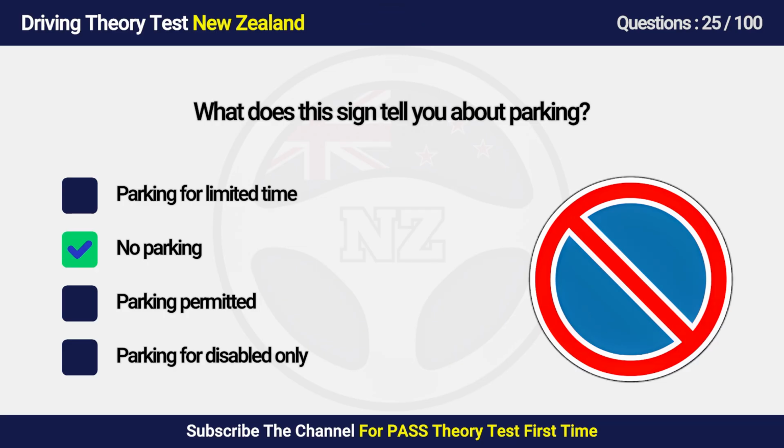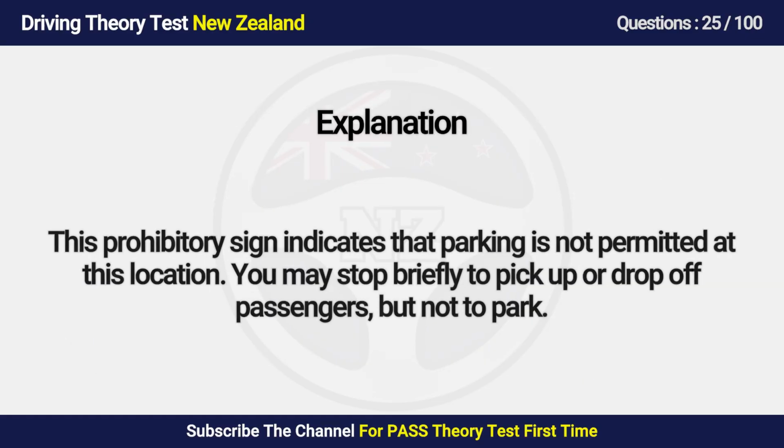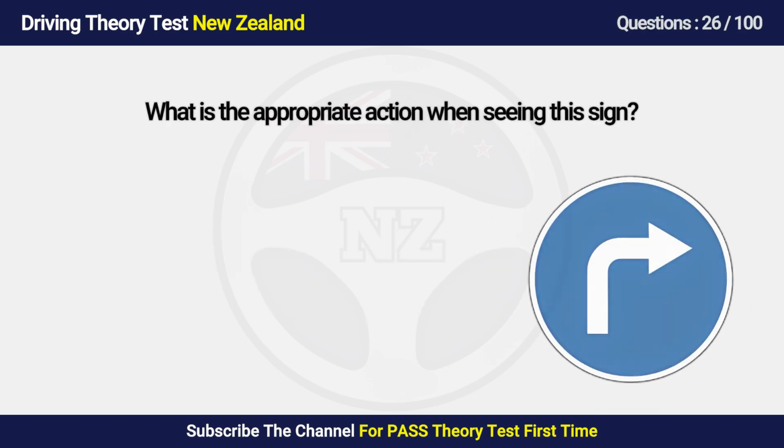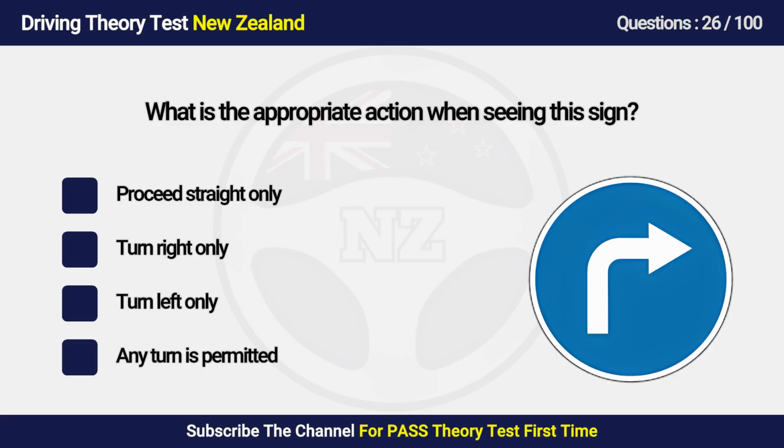Answer is B. No parking. This prohibitory sign indicates that parking is not permitted at this location. You may stop briefly to pick up or drop off passengers, but not to park. Question 26. What is the appropriate action when seeing this sign?